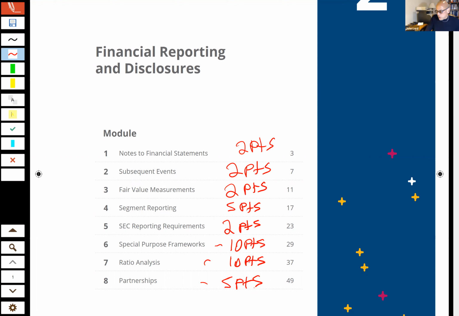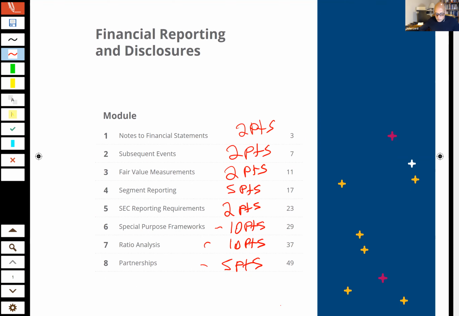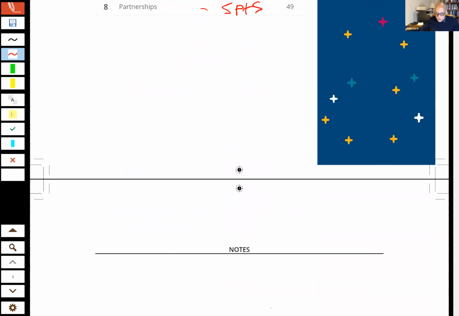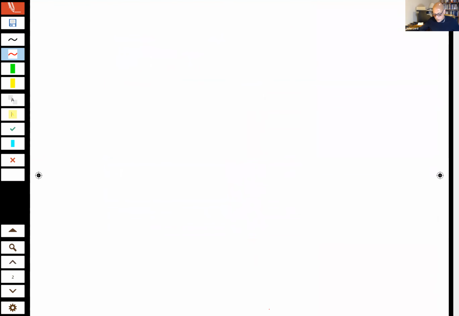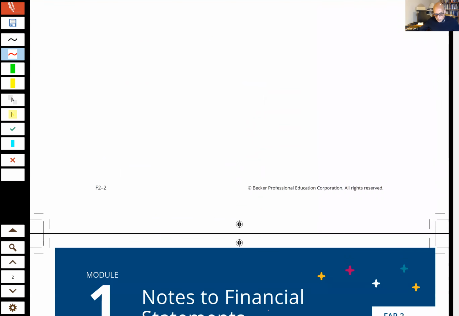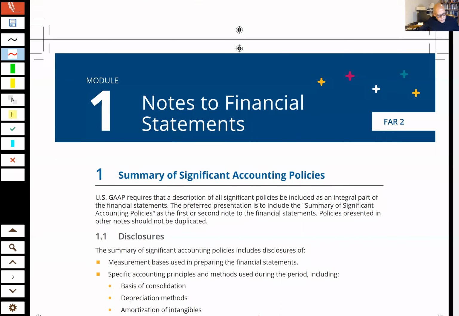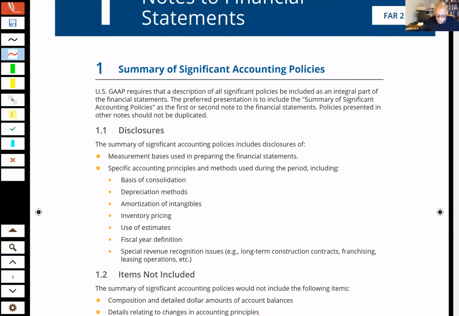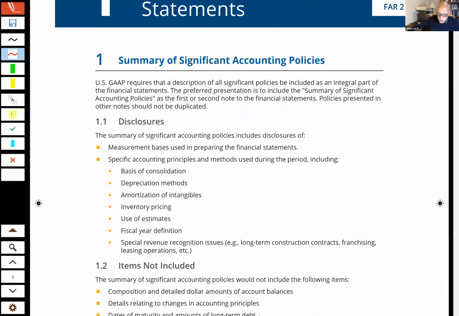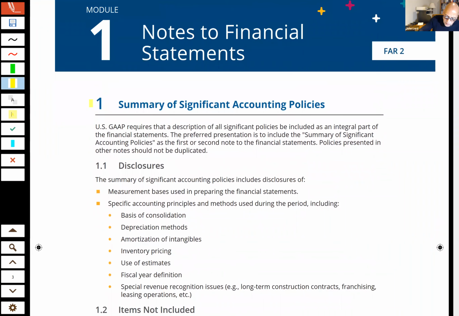Okay, but I do want to spend some time, and I know we've been working hard here, guys, but I think we need to invest the time that we have left to see if we can knock out a couple of these light modules that are pretty easy, starting with notes to the financial statements. Now the first note that you see in a set of financial statements is a summary of significant accounting policy. If you've looked at a set of financial statements in an SEC filing, you've probably seen that that's the first footnote that you see.